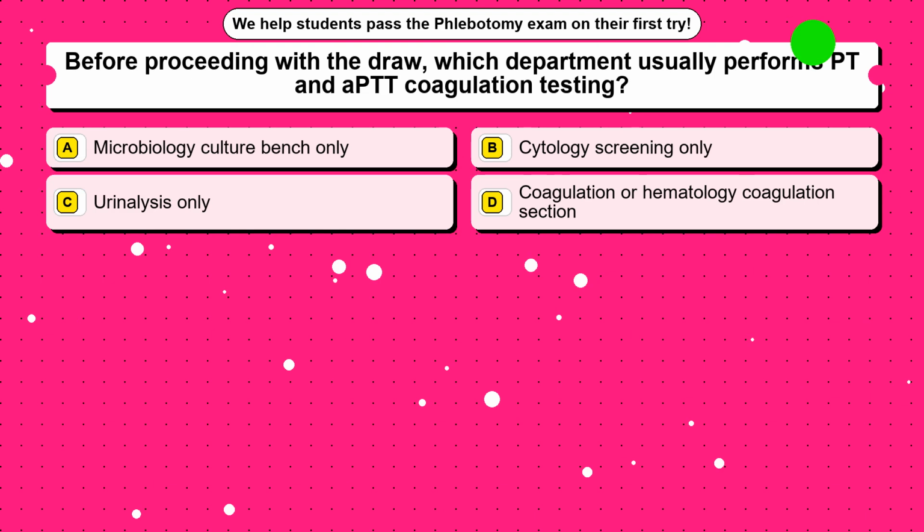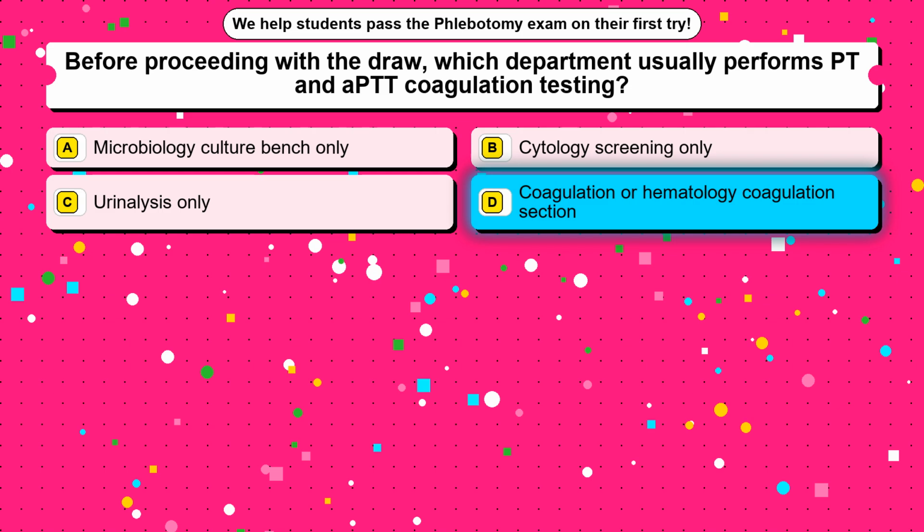Question 100. Before proceeding with the draw, which department usually performs PT and APTT coagulation testing? Option A. Microbiology culture bench only. Option B. Cytology screening only. Option C. Urinalysis only. Option D. Coagulation or hematology coagulation section. The correct answer is option D.